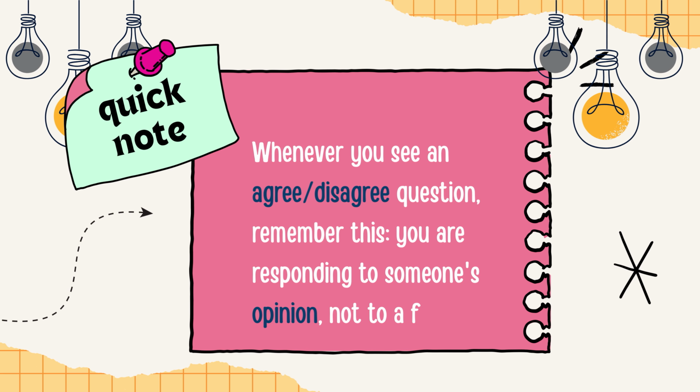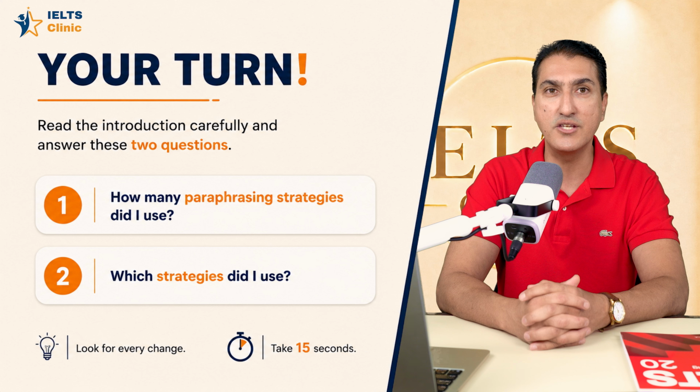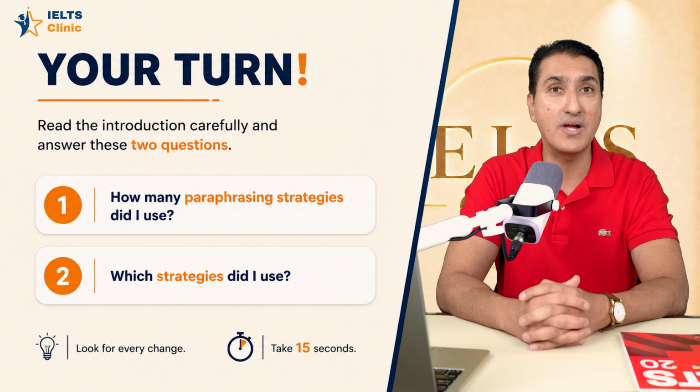Excellent work so far. Now, let's move on to our second question. This time, we are going to look at a general training writing task 2 question. Just like before, I want you to read the original question and then read my paraphrase carefully. Remember, you're not the writer, you're playing the role of the examiner, and you should analyze my paraphrase. Your job is to identify how many paraphrasing strategies I used and which strategies they are.